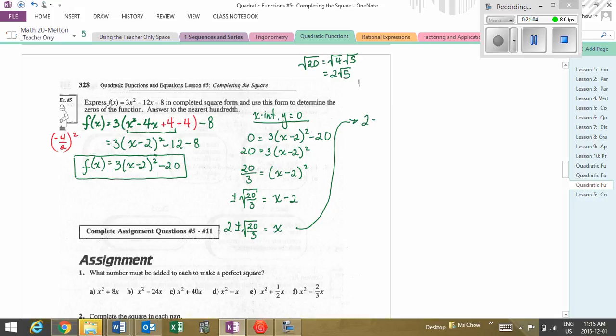So we would have 2 plus or minus 2 root 5 over root 3 is equal to x, but then that needs to be rationalized, in which case I need to multiply top and bottom by root 3. So then we've got 2 plus or minus 2 root 15 over 3 is equal to x. So I would be fine at this point if you left it as x is equal to 2 plus 2 root 15 over 3 and 2 minus 2 root 15 over 3.